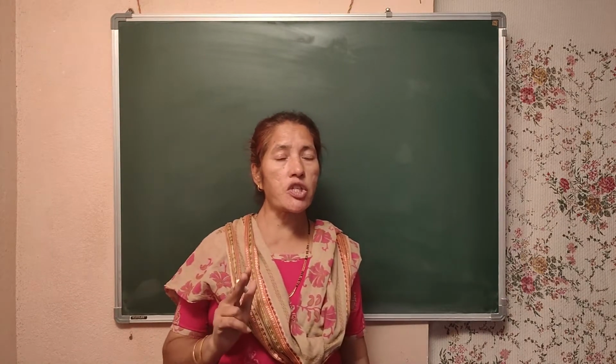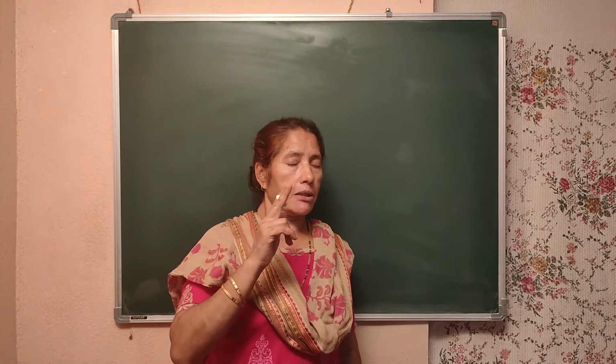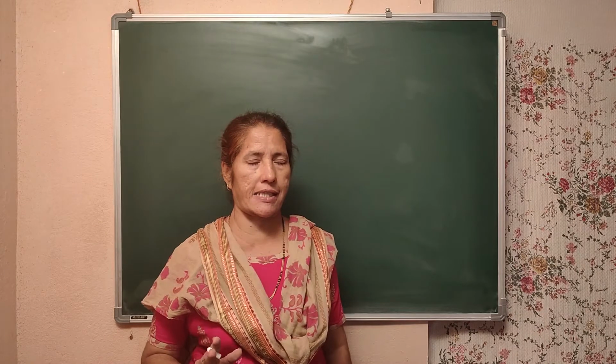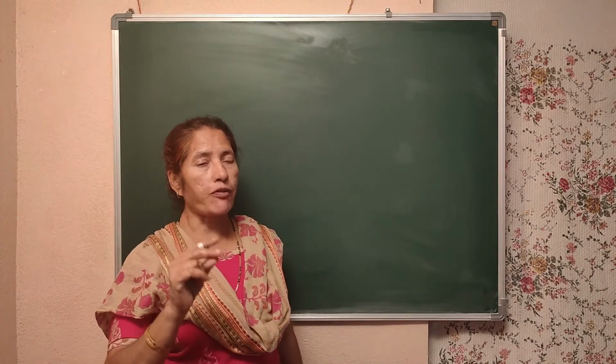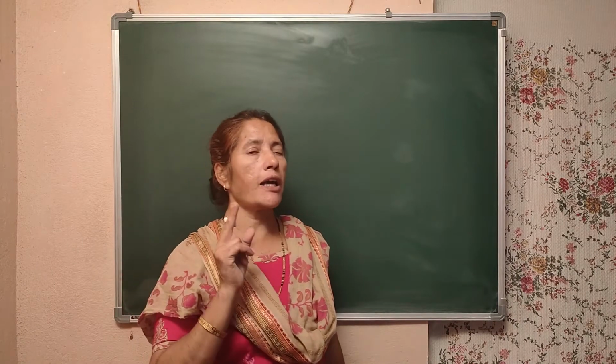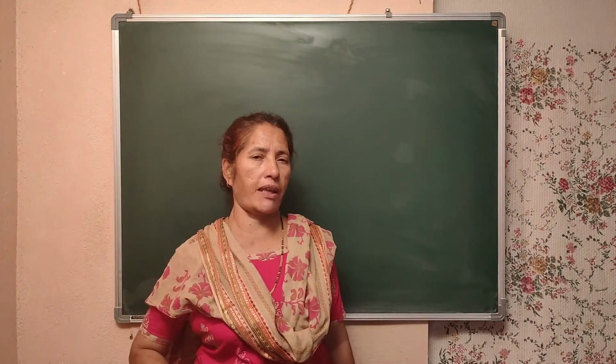We studied the relationship between the zeros and the coefficients of x square and x. What is that? Alpha plus beta is equal to minus b by a. Alpha into beta is equal to c by a.